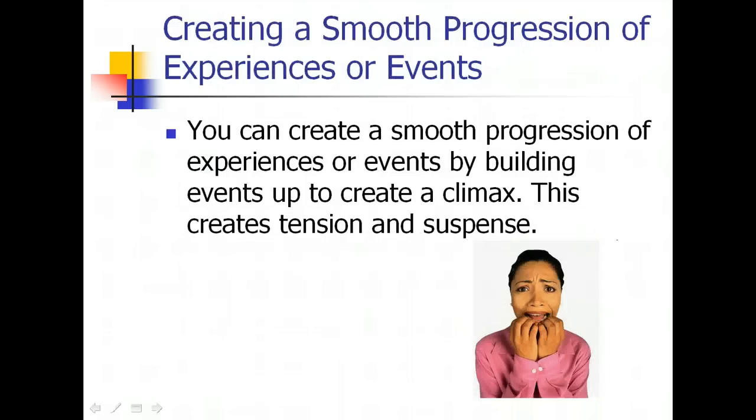You can create a smooth progression of experiences or events by building events up to create a climax. This creates tension and suspense. The tension is a result of conflict and makes a story interesting. Rising action is the ingredient that complicates matters in a plot. It comprises all the decisions, background circumstances, and character flaws to create twists and turns toward a climax.